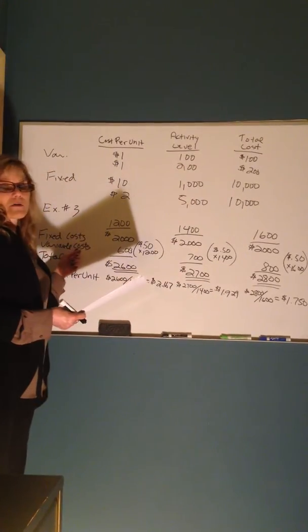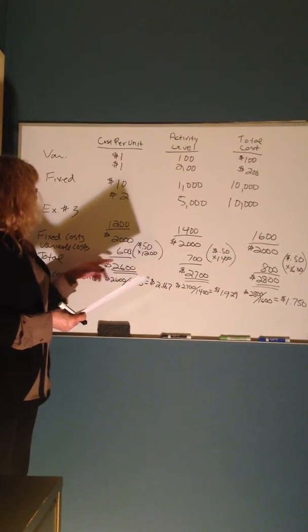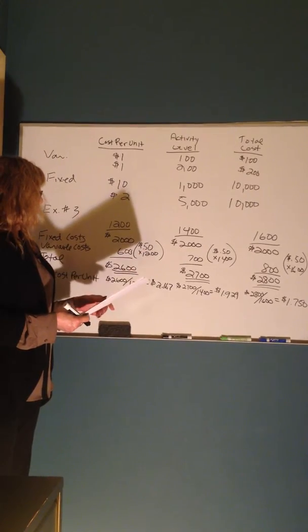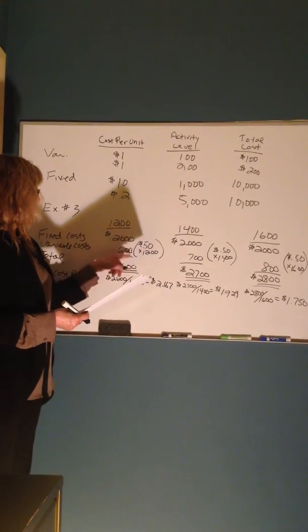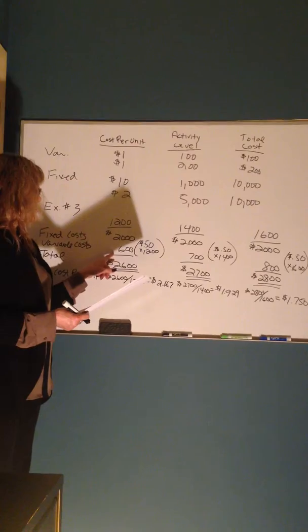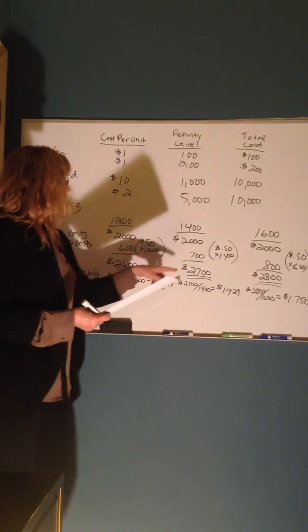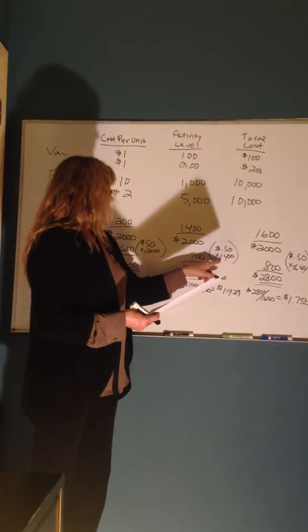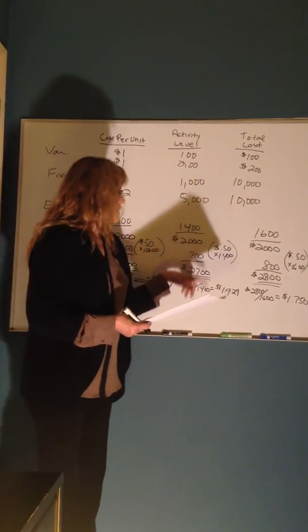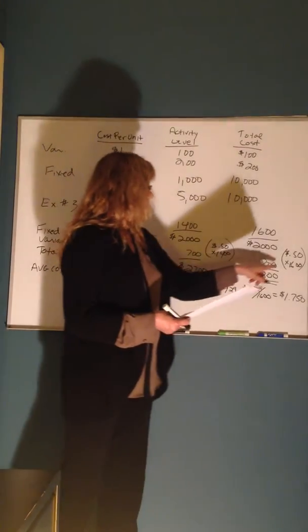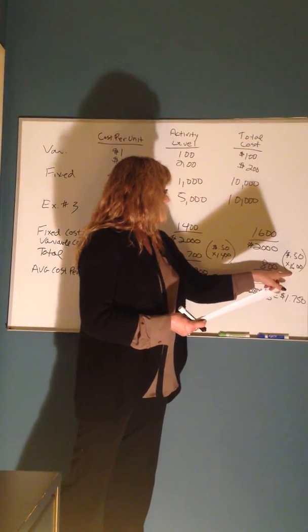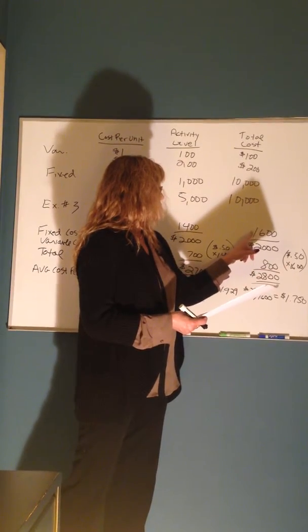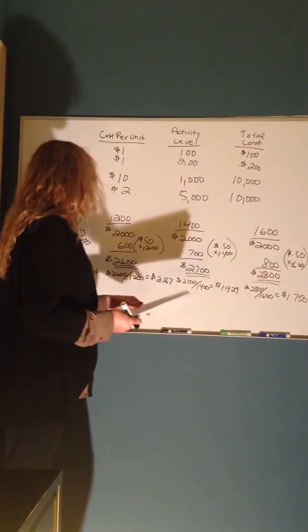To determine our total variable costs, we're going to take the 50-cent variable cost and multiply it by 1,200 units, which gives us 600. We'll multiply 50 cents by 1,400 units, which gives us 700. And we'll multiply 50 cents by 1,600 units, which gives us a total of 800.